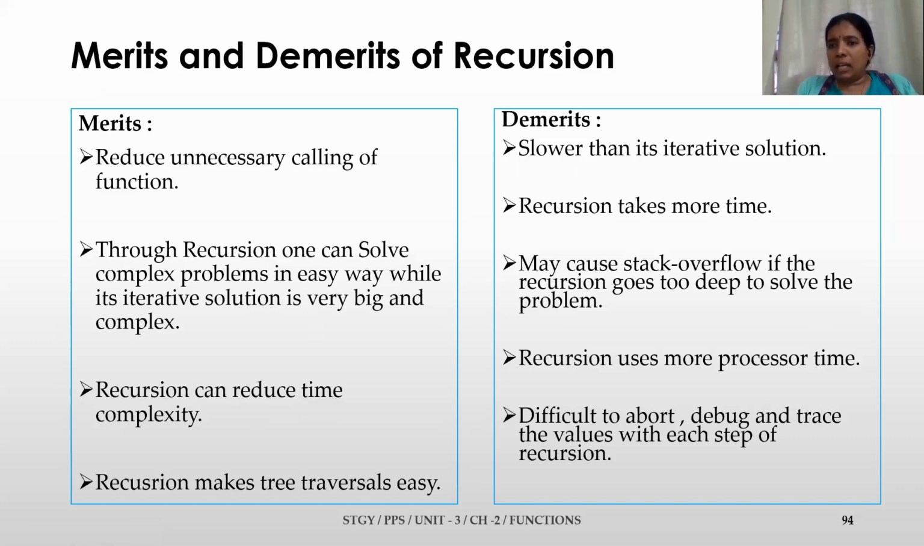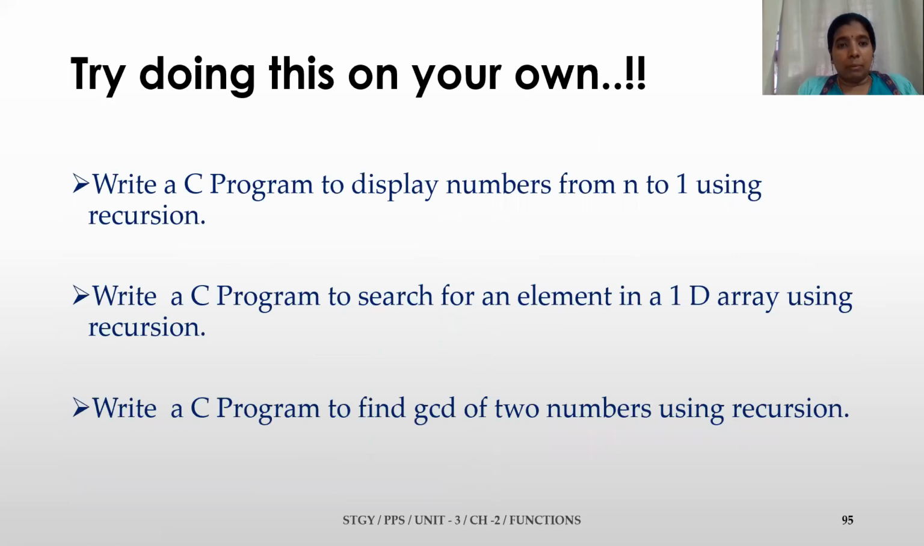On the other hand, recursion has its own set of disadvantages because recursion uses the stack each time. Recursion is a slower process. Recursion takes more time and more memory. Whenever you don't write a proper base case, recursion may end up creating stack overflow or memory exhaustion. It is also very difficult to find errors inside recursion because you don't know where the error has come from, and it is difficult to abort it in between. So these are all the merits and demerits of recursion.